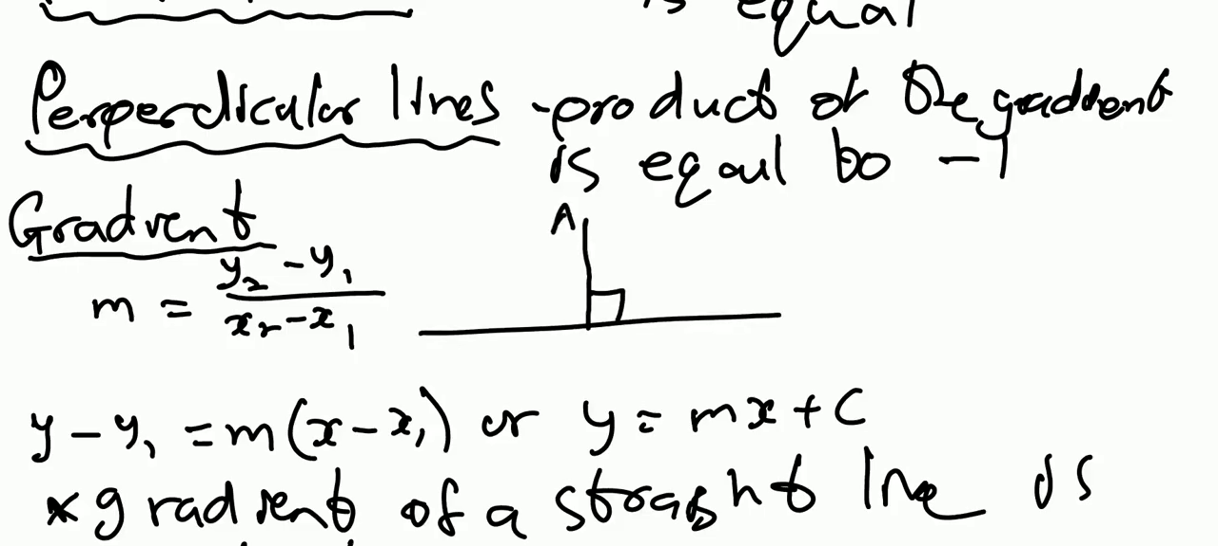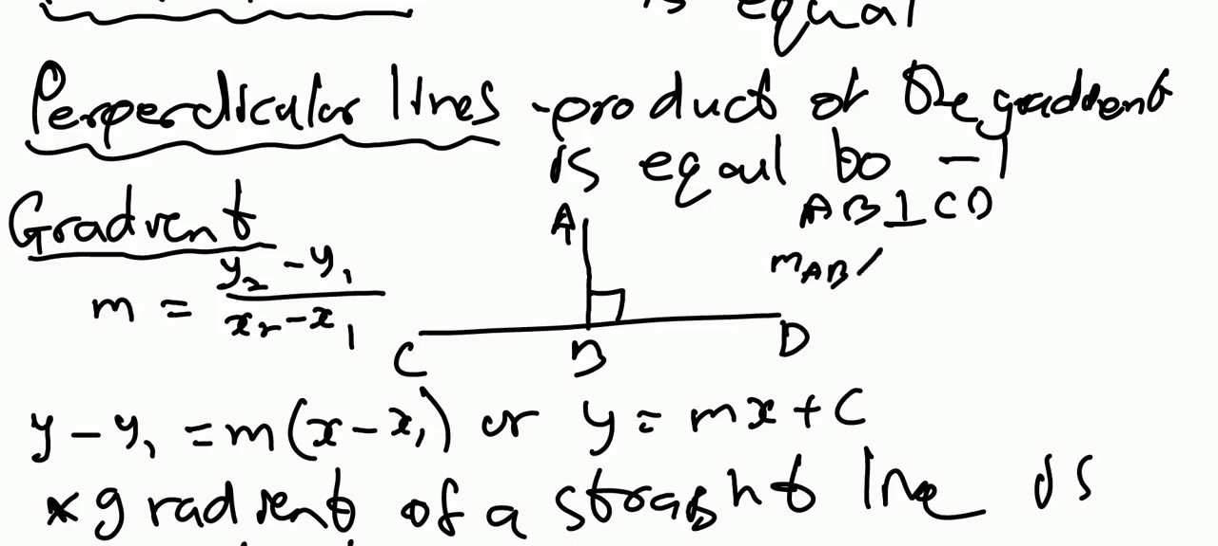Perpendicular lines, we have 90 degrees. A, B, C, D. We know that AB is perpendicular to CD. So the concept of perpendicular lines simply means that the gradient of AB multiplied by the gradient of CD must give you -1. Product means multiply. So this is what it means.